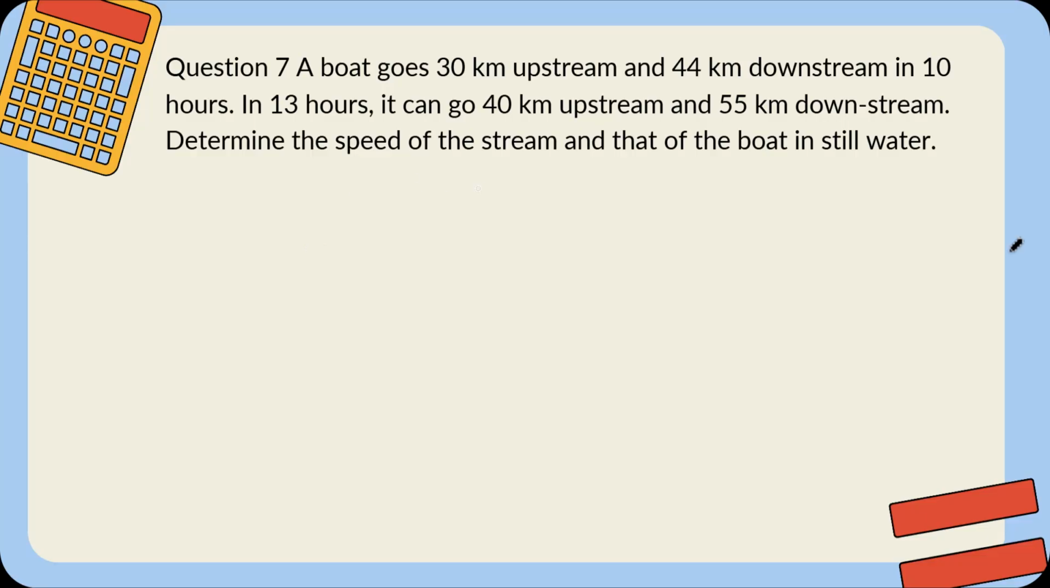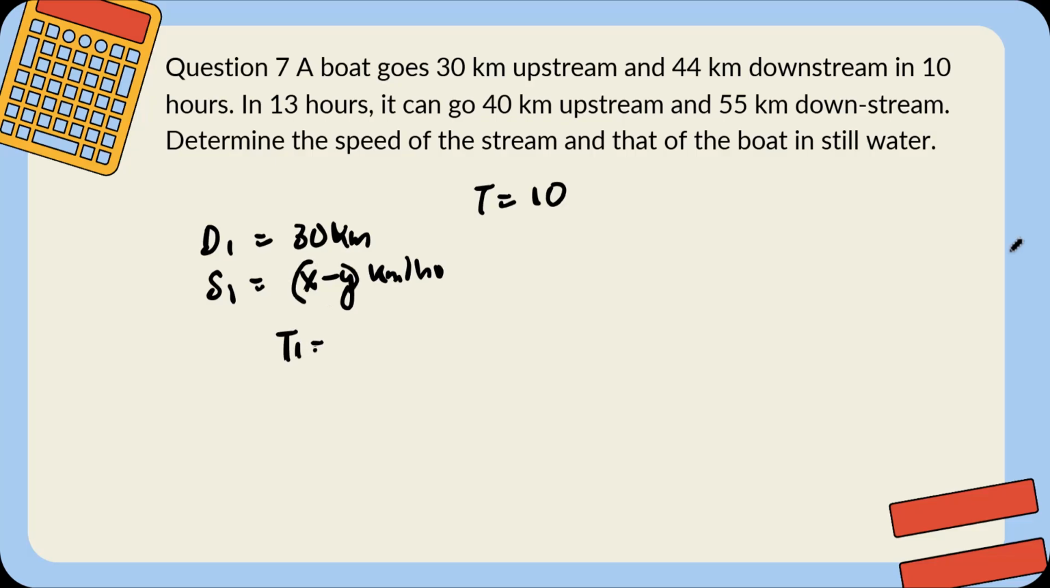Time is equal to distance by speed, right? So what is the time here? Total time in the first case is 10 hours. First we are traveling a distance of 30 kilometers, in which direction? Upstream, right? So distance is 30 kilometers and the speed in the first scenario, S1, which is upstream, is x minus y. Distance by speed is D1 by S1, which is the time 1. So time 1 will be 30 by x minus y.